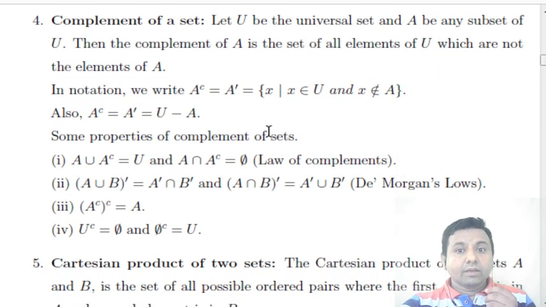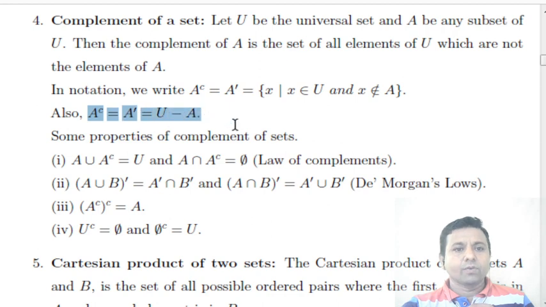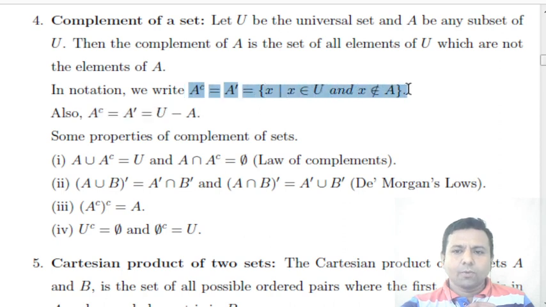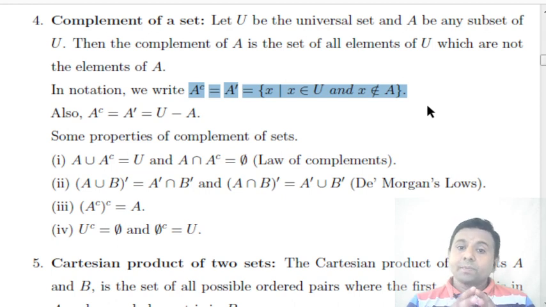Now here, a complement of a set. Let U be the universal set and A be any subset of U. Then the complement of A is the set of all elements of U which do not belong to A. Here we can easily define the complement of a set and the difference of two sets, the relations. So it is very easy to say that A complement equals U minus A. In notation we write A complement equals the set of all x such that x belongs to U but x does not belong to A.